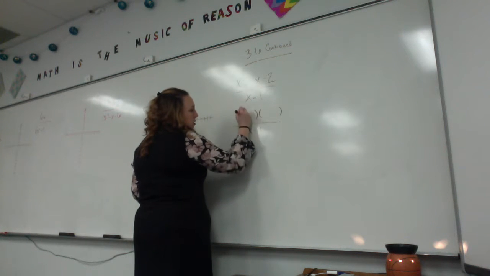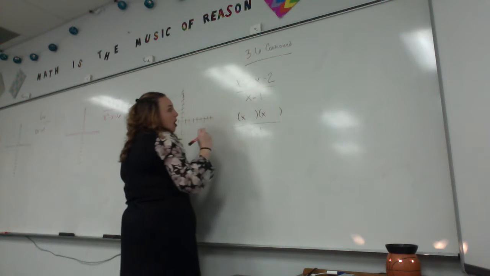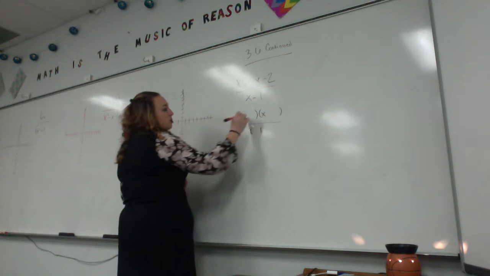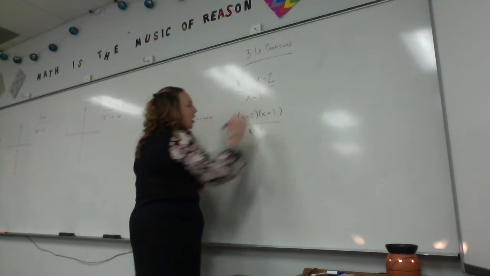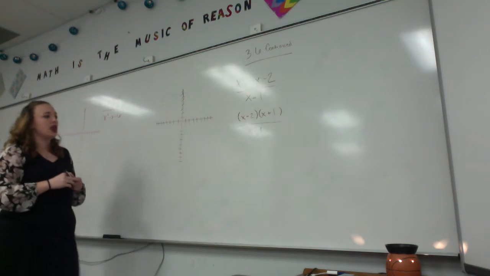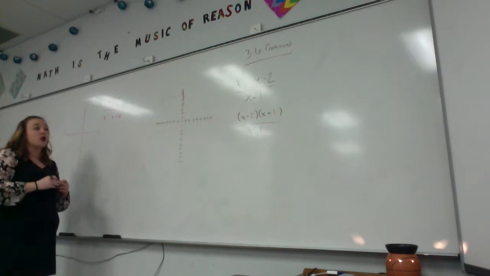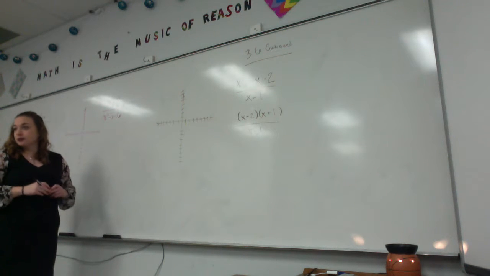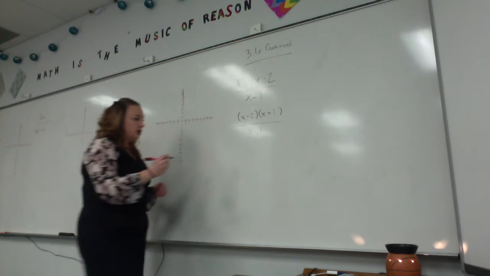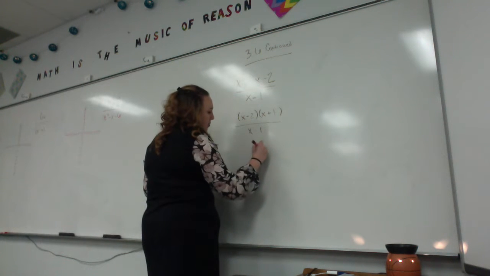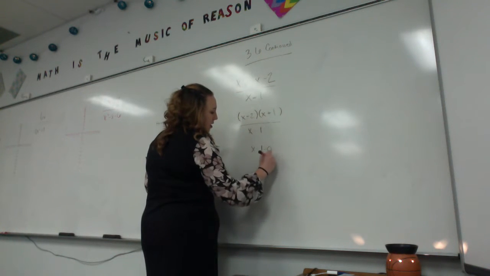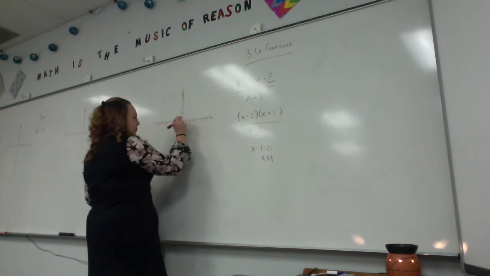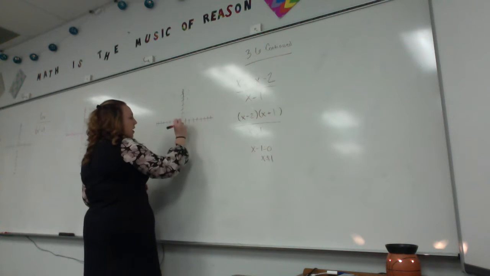Minus 2 plus 1. Okay. Can anything cancel? No. So now I have to find all of my asymptotes. How do I do that? Bottom's equal to 0, so x minus 1 equals 0, so x cannot equal 1. There's 1. What else do I have to do?